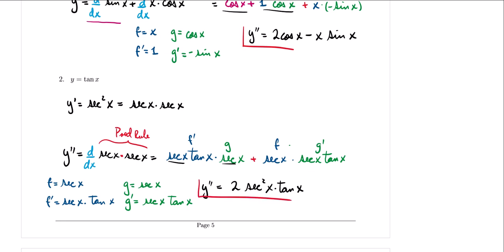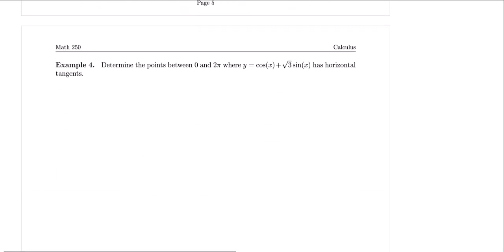Perfect. Now, I want to go ahead and take a look at one last problem, and it's a problem similar to the ones that we've been doing. What about a problem where we want to figure out what are the points between the measurements, or the angle measurements here from 0 to 2 pi, where the following function, cosine of x plus the square root of 3 times the sine of x, has a horizontal tangent.